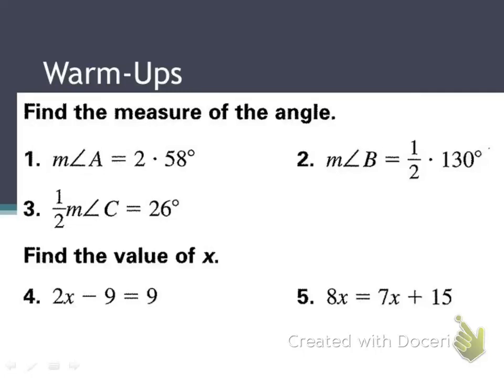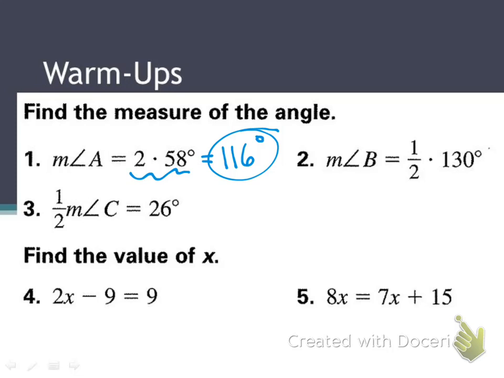All right, let's go over this warm-up. Do you guys see the little M in front of the angle symbol right here? That stands for the measure of angle M. We are told that the measure of angle M equals 2 times 58 degrees. So all you need to do on number 1 is 2 times 58, which is 116. Good. 116 degrees is your answer for number 1.